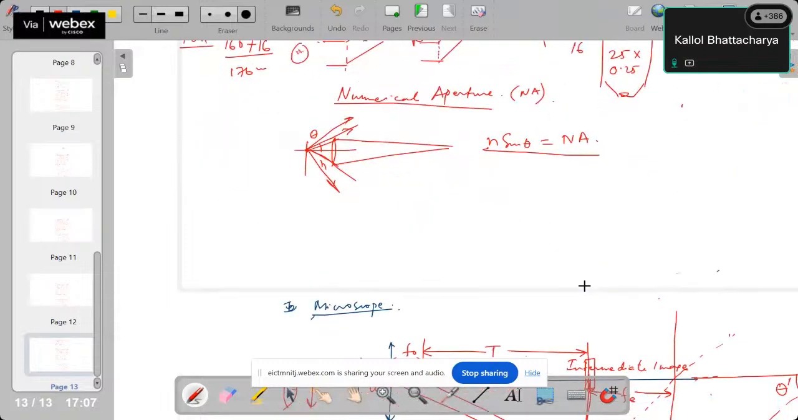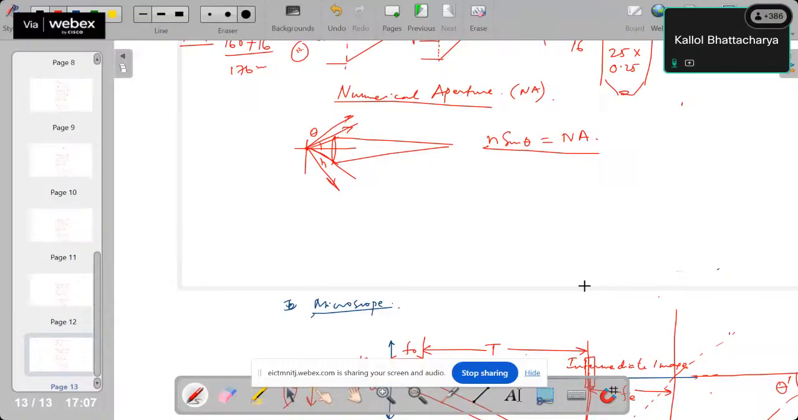So n sine theta is the numerical aperture of the objective. What does it say? It says that if the numerical aperture is greater, then your microscope objective can accept higher diffracted orders, which means that it will have more resolution, right?